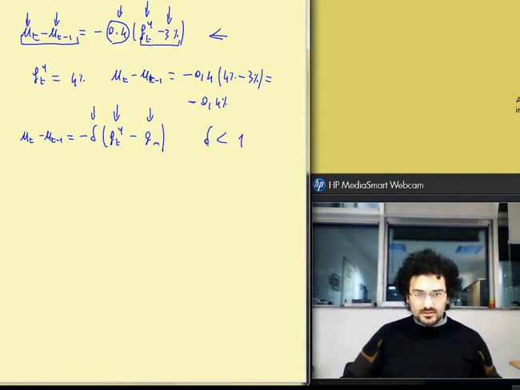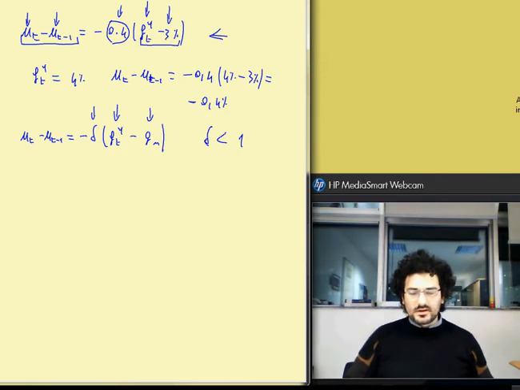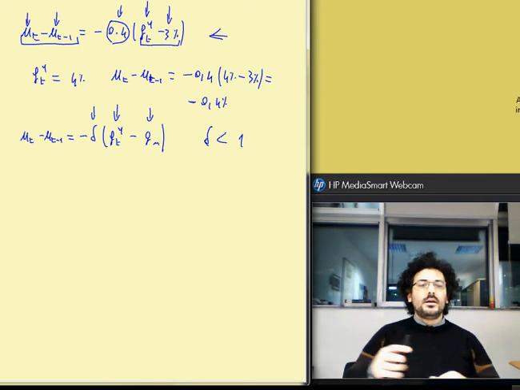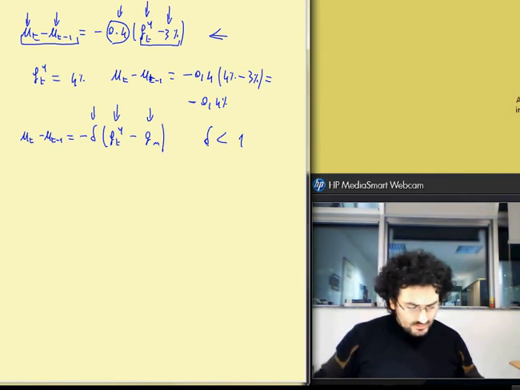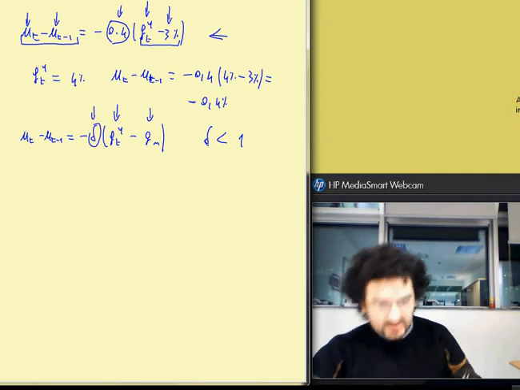Why is delta smaller than 1? For two main reasons. First, we have a hypothesis of labor hoarding, in which firms increase the labor hours instead of the labor units. And the other hypothesis is that when we have an increase in economic activity, we have an increase in the labor supply, because many people try to find a job. So we have this coefficient smaller than 1.